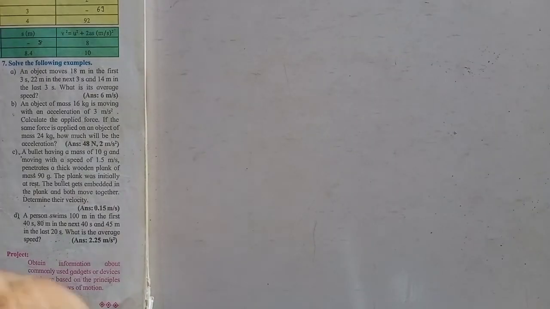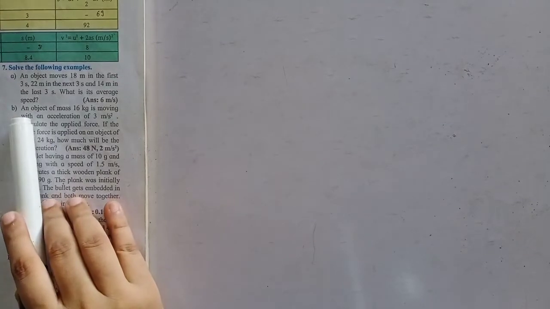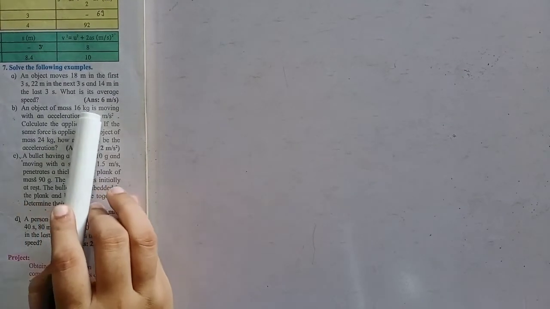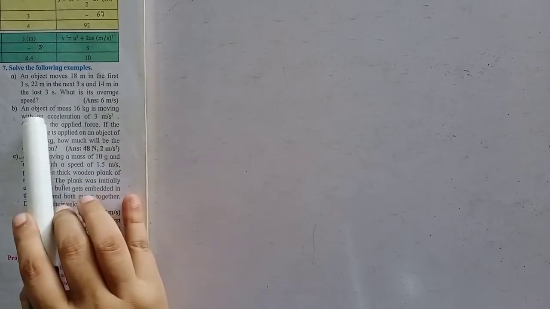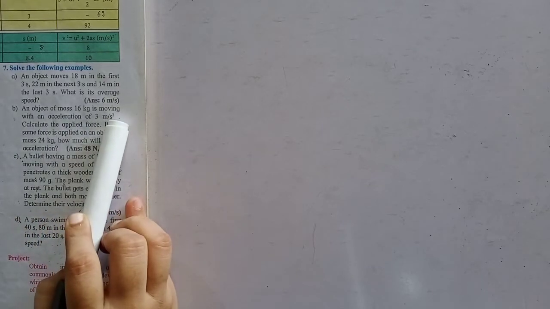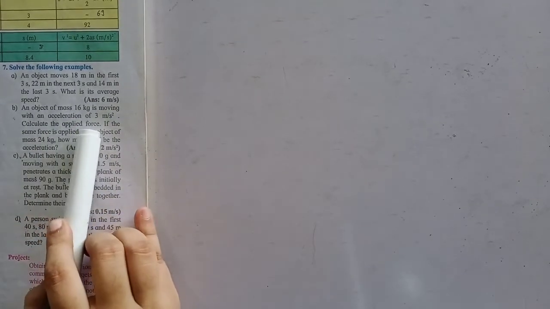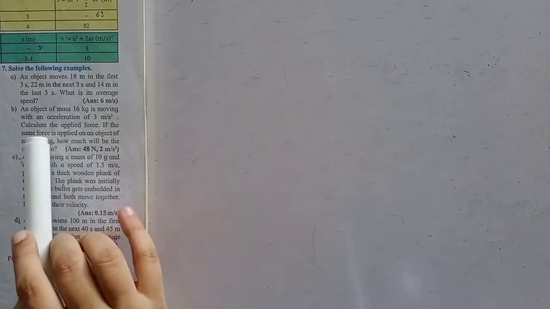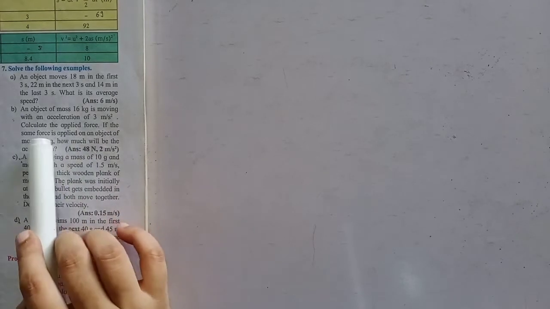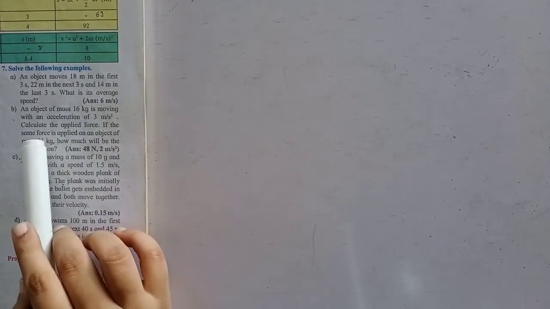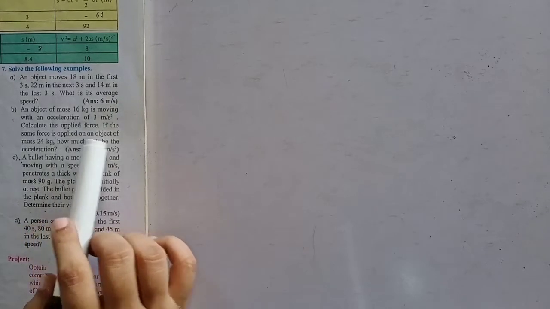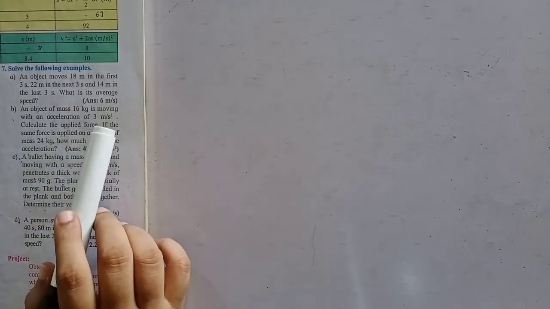Now students, we will see the second question. What is given? An object of mass 16 kg is moving with an acceleration of 3 meter per second square. Calculate the applied force. If the same force is applied on an object of mass 24 kg, how much will be the acceleration?